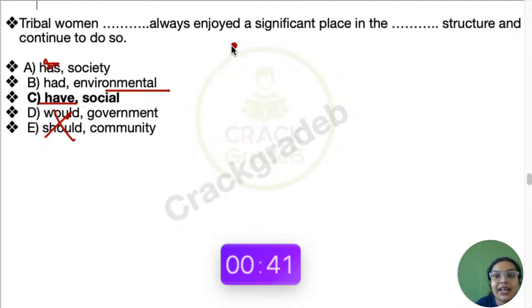But please understand the later part of the sentence. They enjoy a place which is an important place in the structure and they continue to do so. Social structure. Okay. In society, where other people are also part. In a community. Environmental will give you a different sense. Had and have both can come in the first blank, but the second word has to be social.